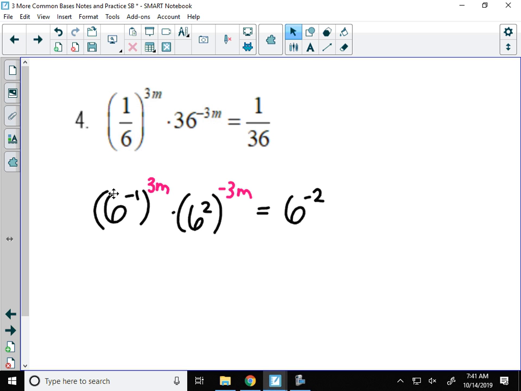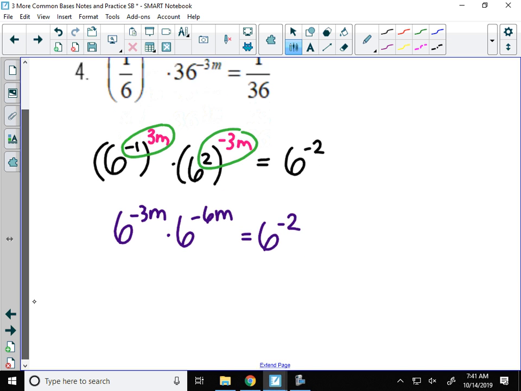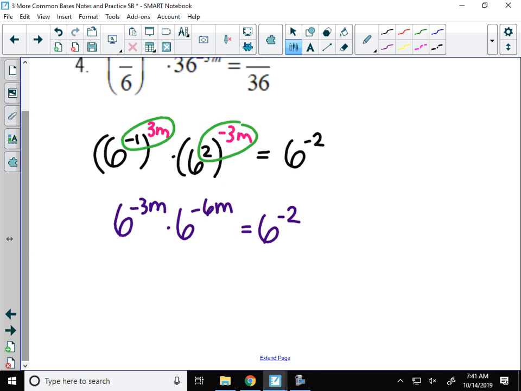Now I have common bases. I'm going to use all my exponent rules. So the first one here that I'm going to use is power to a power. And I'll rewrite this as 6 to the negative 3m times 6 to the negative 6m. Right, so now I have no parentheses anymore, and I can use my next exponent rule, which will be to add those together. So I have 6, now negative 3 plus the negative 6 is negative 9m, and that's equal to 6 to the negative 2.